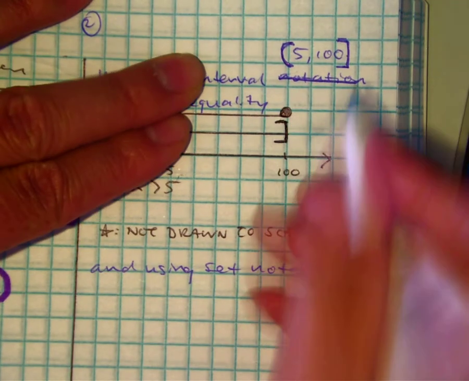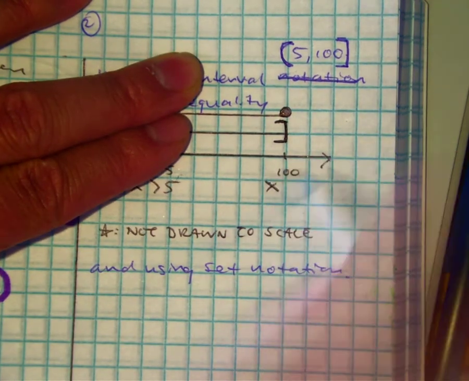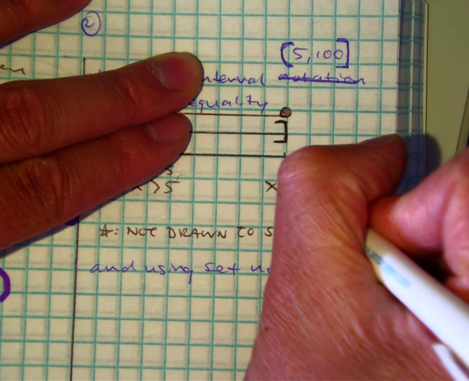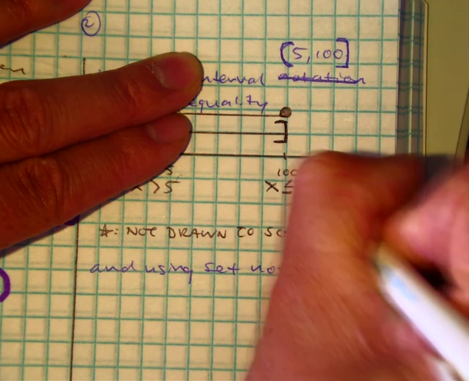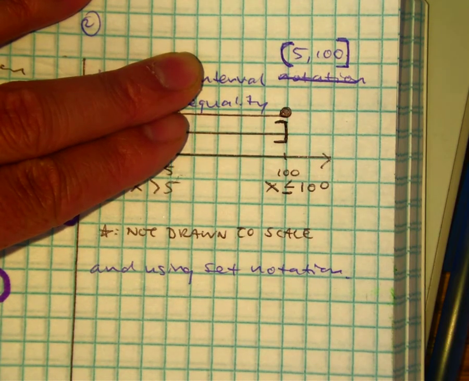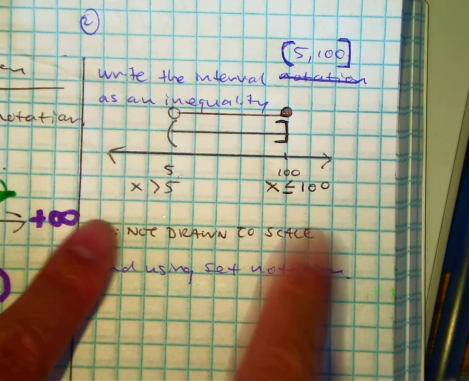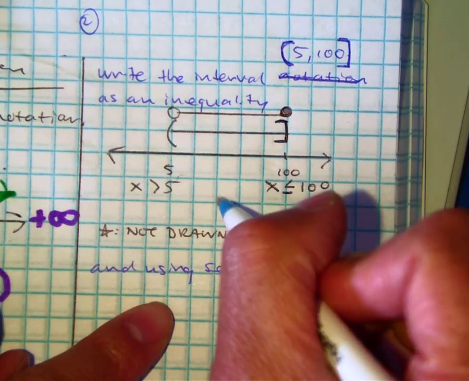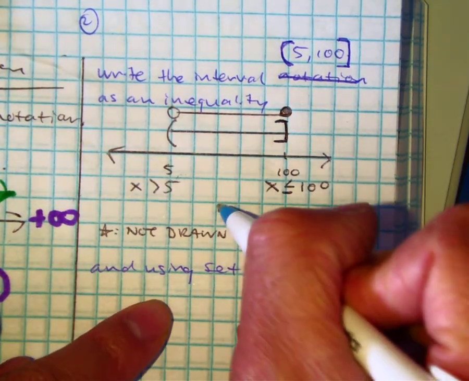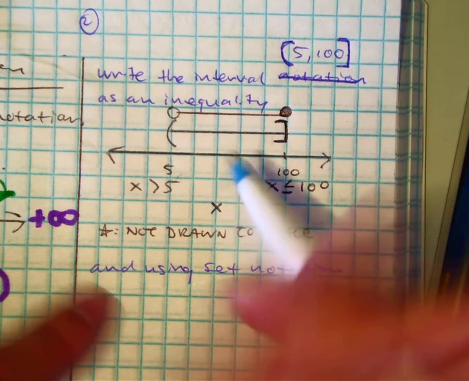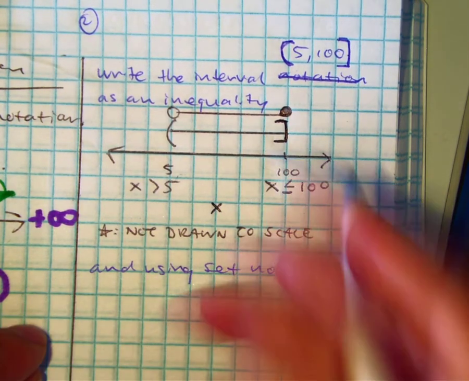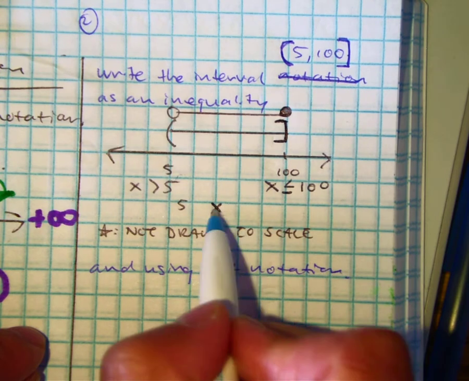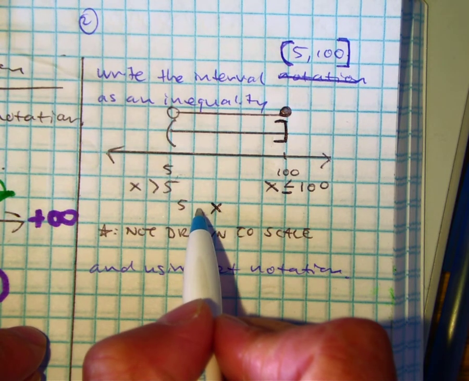If we're making an inequality for this one, X is less than or equal to 100. And now we're going to combine them together. You're going to put the X in the middle. Which of these numbers is smaller? What inequality am I going to put here?